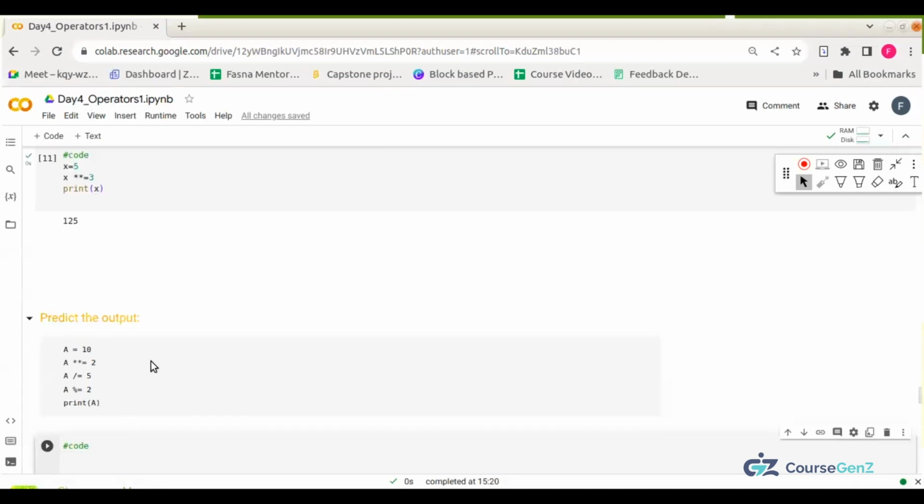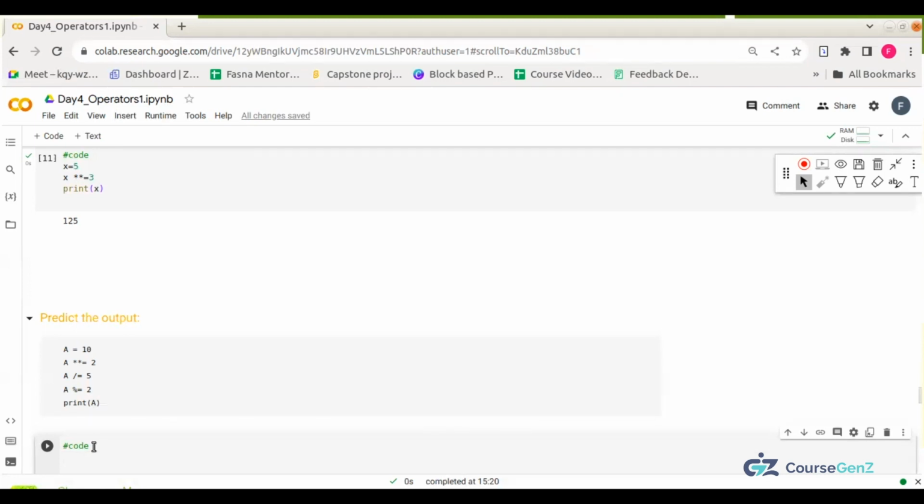A is equal to 10. Now initially A is 10. Okay. Then A star star equal to 2. That is 10 raised to the power 2. It's 100. Very good. Now in this step the value is 100. Then A divided by equal to 5. That means 100 divided by 5. What's 100 divided by 5? Very good. It's 20. Then now it's 20. Then 20 modulus equal to 2. What will be the value?